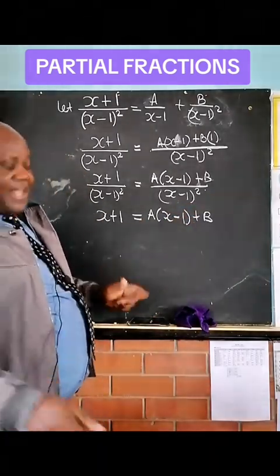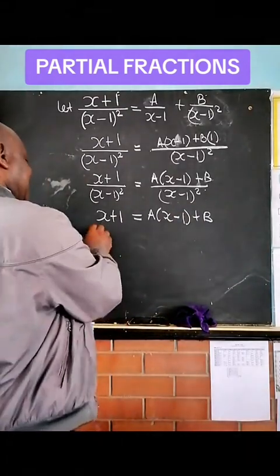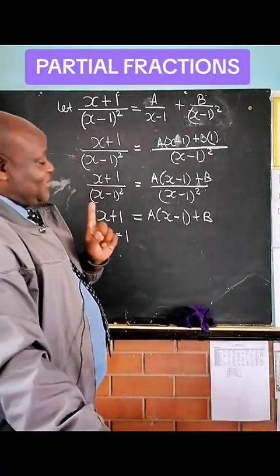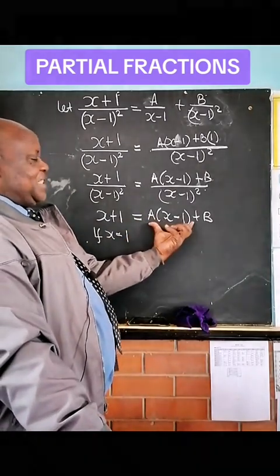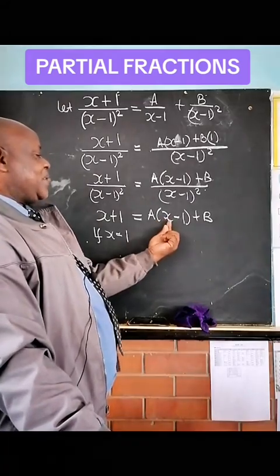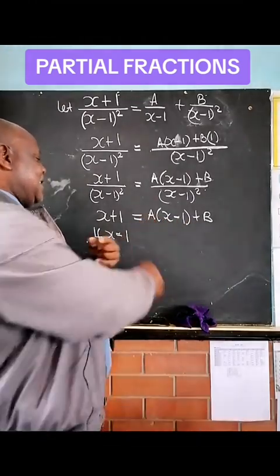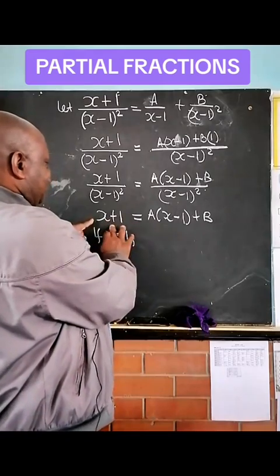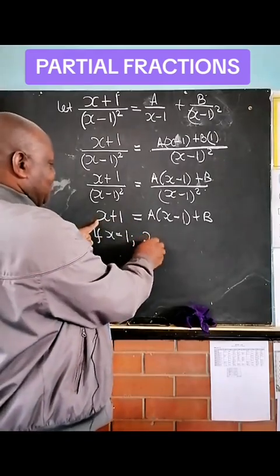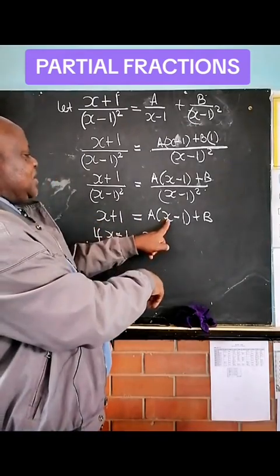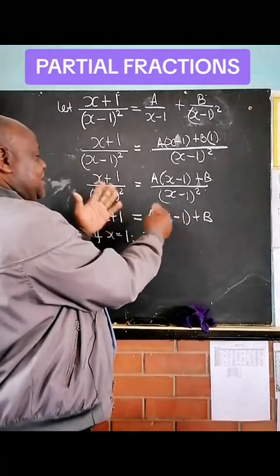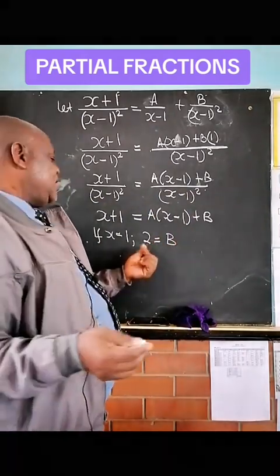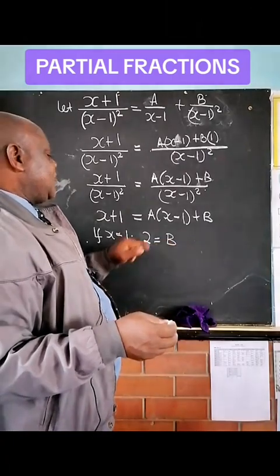Right. Then next, I take an x value, if x is equal to 1, for instance. Why x is equal to 1? x is equal to 1 will eliminate this part. If x is equal to 1, then here, 1 plus 1, I get 2 on the left is equal to, if I put x equal to 1, 1 minus 1 is 0, times a is 0, plus b is just b. So I've already found the value of b to be equal to 2.